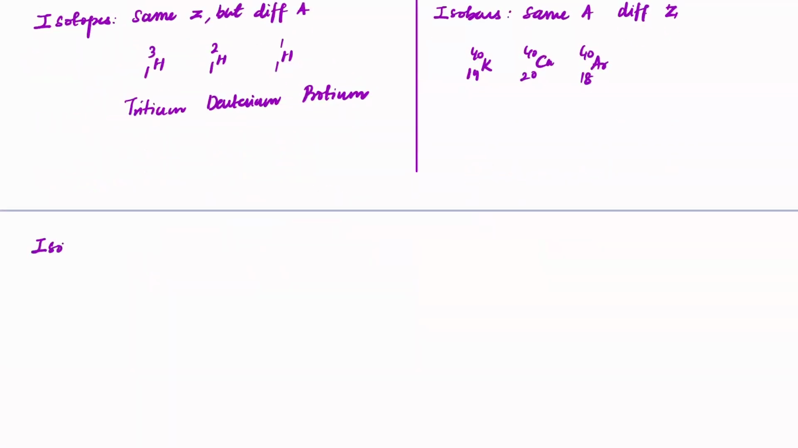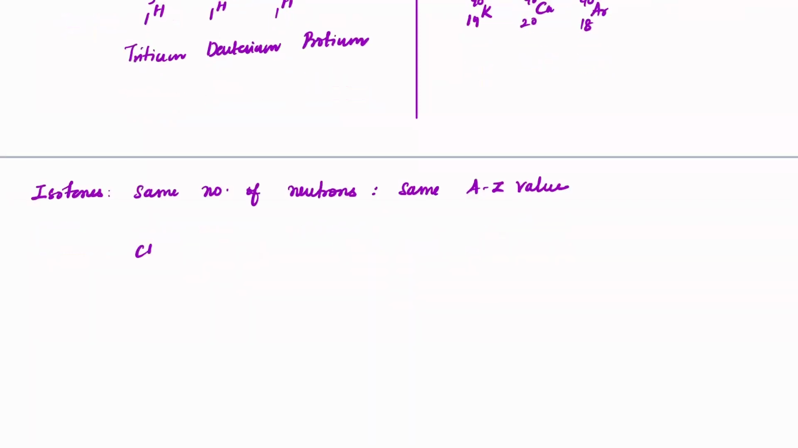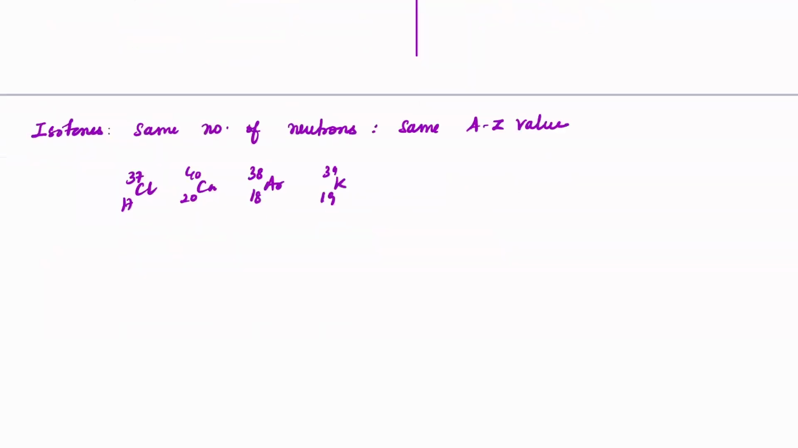Another definition we have is isotones. Isotones have the same number of neutrons, that is the same A minus Z value. For example, if you take chlorine 37 17, the difference is 20. Calcium 40 20, difference is 20. Argon 38 18, potassium 39 19. All these four are isotones of each other.